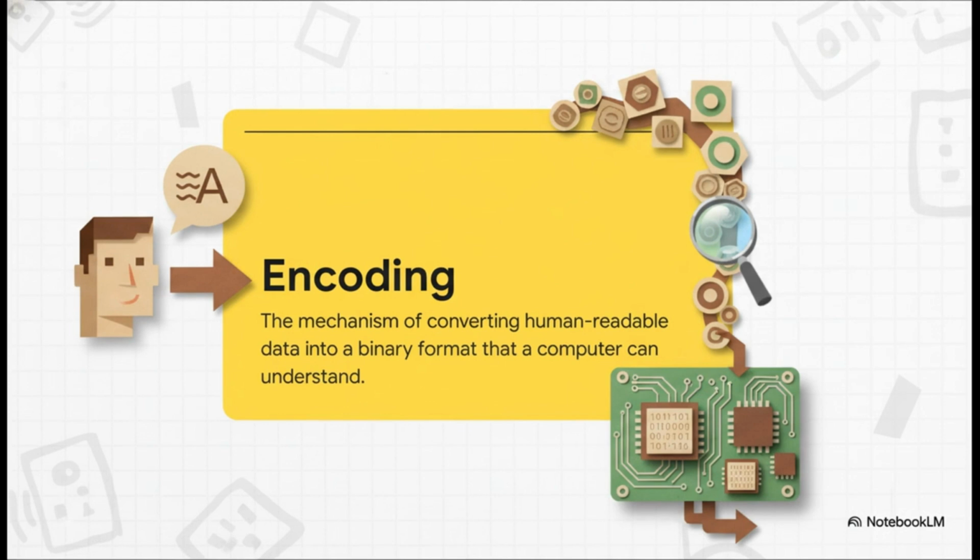Well, the magic behind it is a process called encoding. And honestly, the best way to think about it is like a universal translator. It takes our language, our symbols, everything we understand, and converts it into the only language a computer speaks, the binary language of zeros and ones. It's the absolute first step for any kind of communication with a machine.